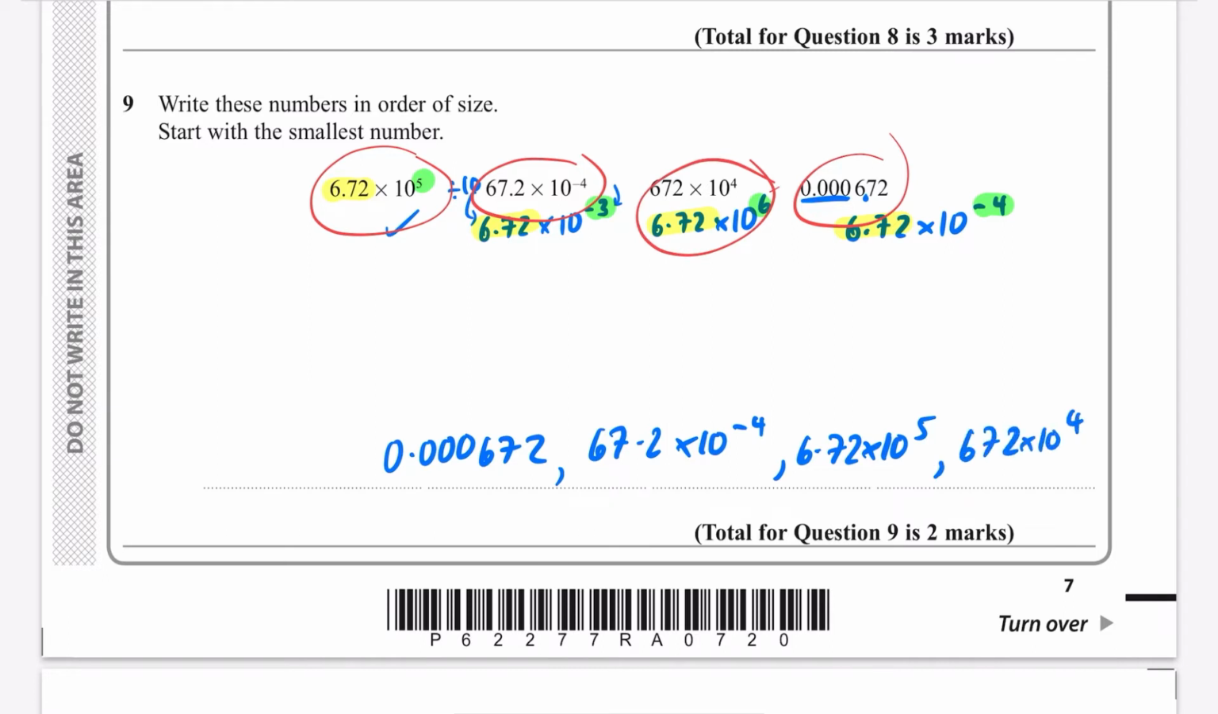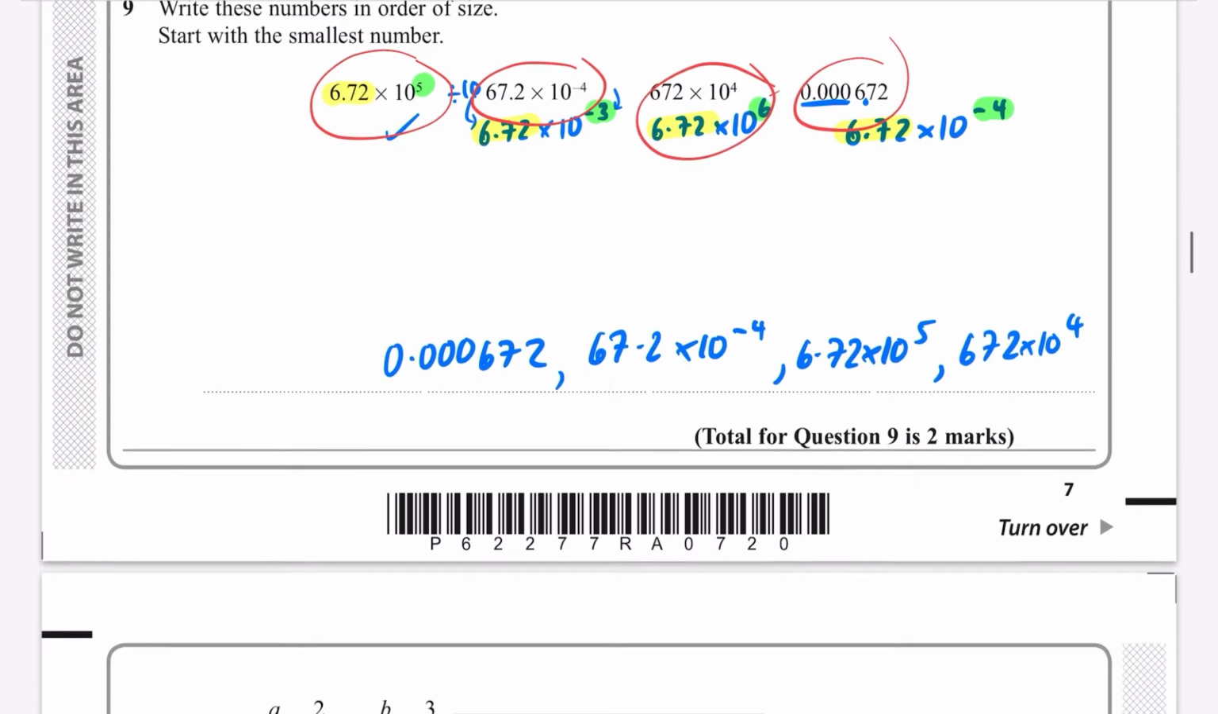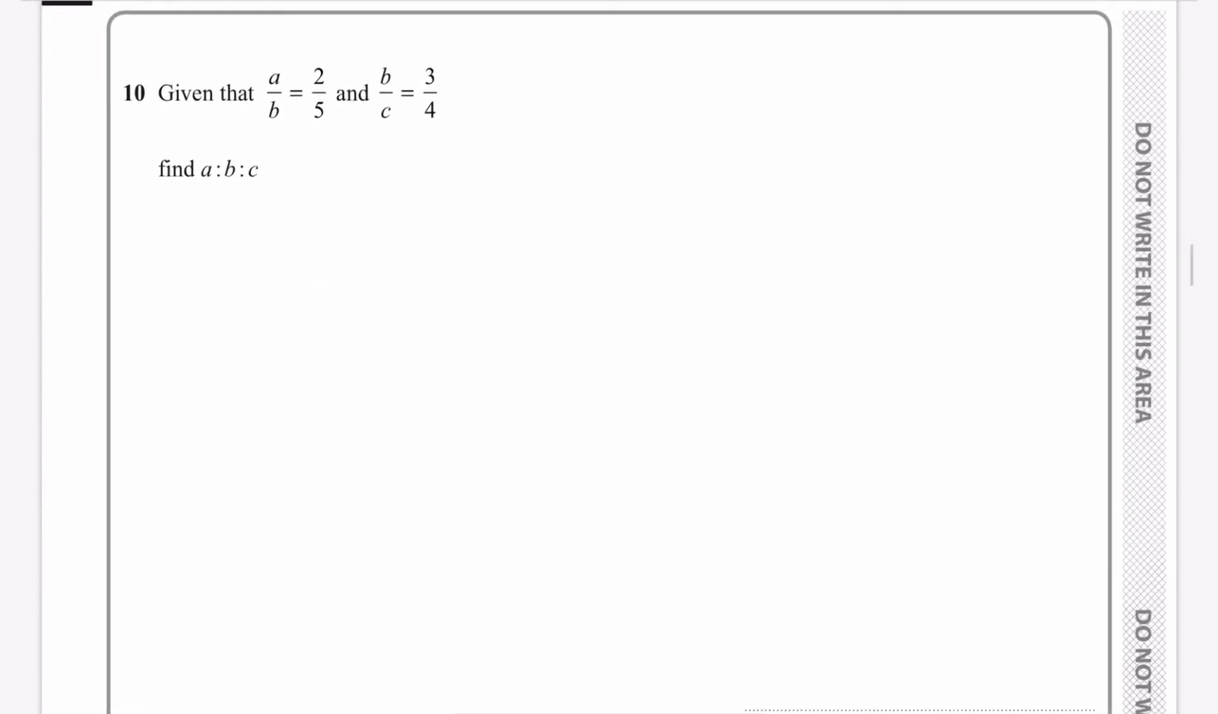Now, if you wrote down the other versions of them that I've done in blue, you'd still get the answer as well. But I like to write the ones that were originally printed for us right here. Okay, so it says given that A over B is 2 over 5 and B over C is 3 over 4. Well, if A over B is equal to 2 over 5, this tells me that the ratio of A to B, because we're trying to do ratio over here, is 2 to 5.